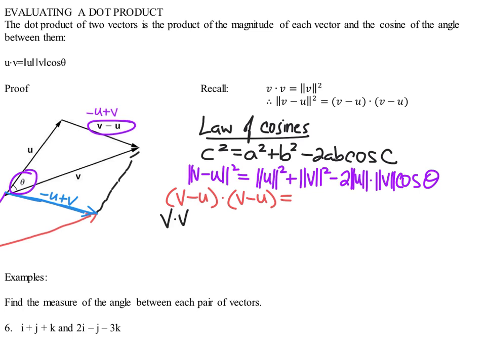So the outers would be negative u dot v, and we'll have 2 of those. So negative 2 u dot v, then plus u dot u. All right. So going back to the magnitude property, if I have the dot product between 2 identical vectors, that's equal to the magnitude squared. I'm still working on the left-hand side. Right-hand side, I'm leaving alone for now. So this is the magnitude of v squared minus 2 u dot v plus the magnitude of u squared.